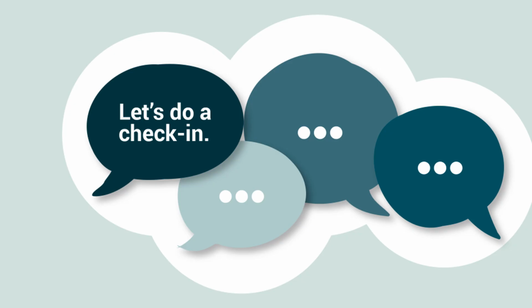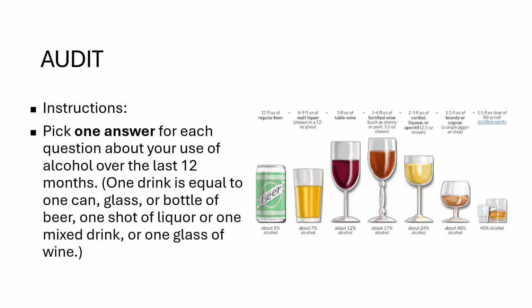So you're going to complete an Alcohol Use Disorders Identification Test. And like I said, it's just a very short questionnaire that's often used to provide information about someone's drinking. So you're going to pick one answer for each question about your use of alcohol over the last 12 months.